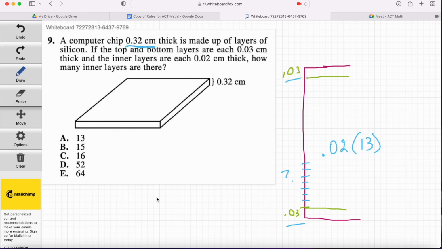Does that make some sense? I think so. Yes. Let's test that real quick. So I'm going to multiply 0.02 by 13. I want you to do the same. Okay. What's that give us? 0.26. And then we've got to add these two outer layers as well, right? Mm-hmm. So it's 0.03 plus 0.03. Equals 0.32. Yeah, that's right. All right. Gives us 0.32. Any questions about that? No, we found it accidentally.